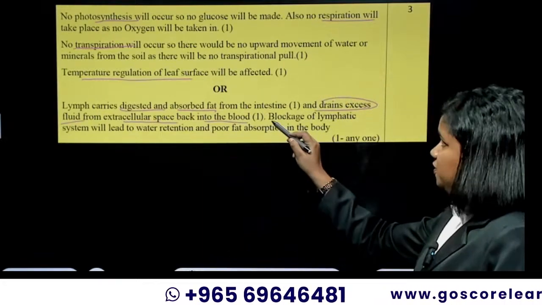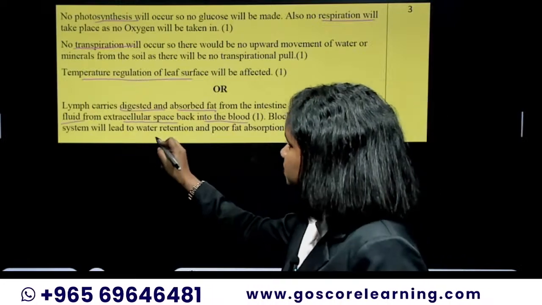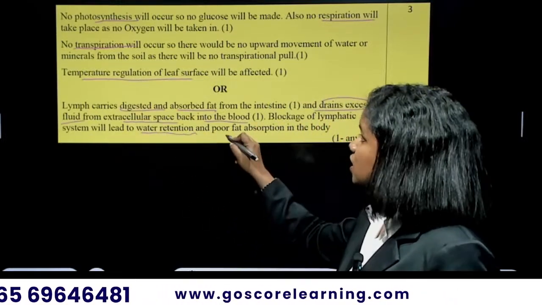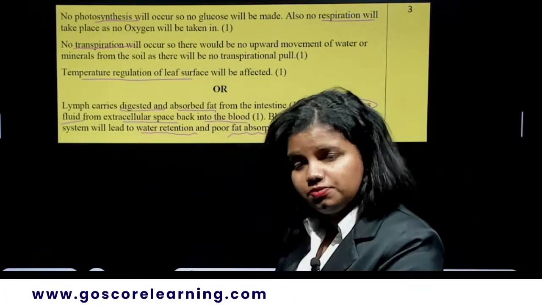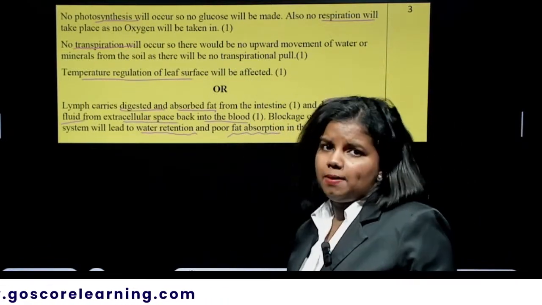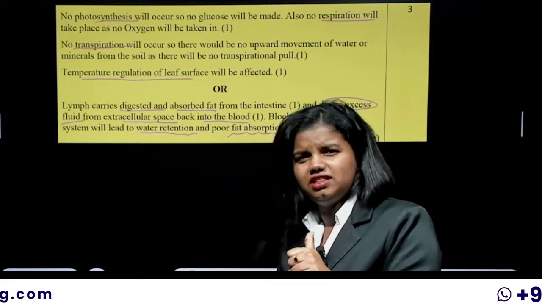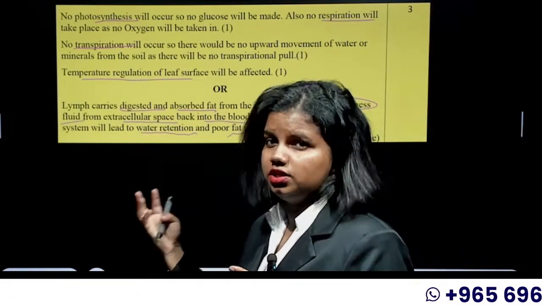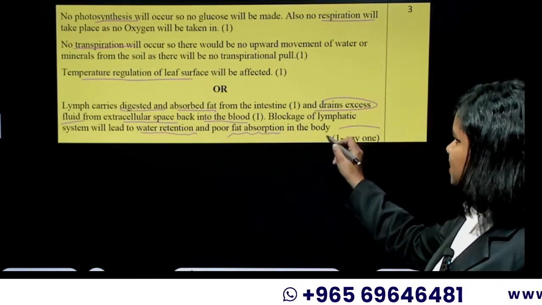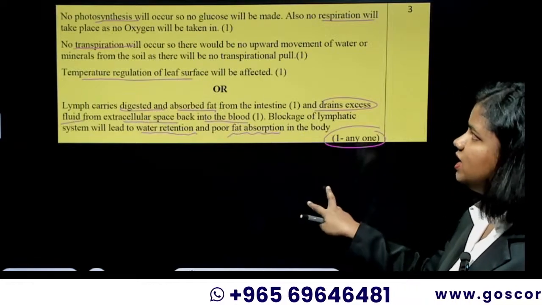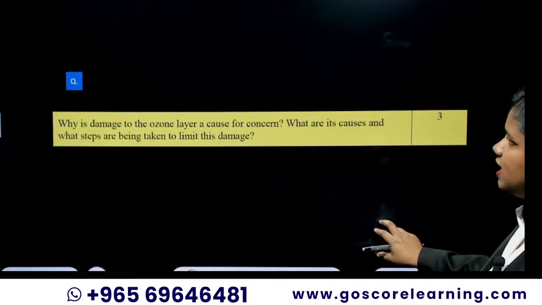Then if that lymph is blocked, the blockage of the lymphatic system will lead to water retention, poor fat absorption, etc. So first you have to explain what lymph is for, then explain what will happen if it is not working properly. So basically 2 points, one is the fat, the other is the drainage of excess water. So that's it. If you write any one of these points, that would be enough. Okay. So yeah, that's how it goes.